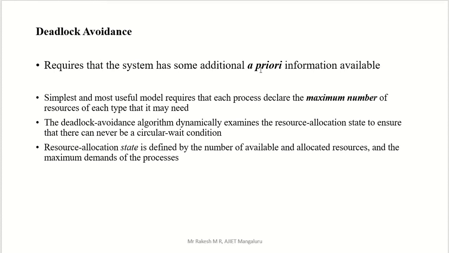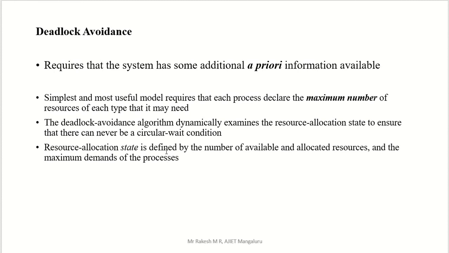We have to go for deadlock avoidance now. This is the simplest and most useful model, which requires that each process declare the maximum number of resources of each type that it may need. That is the one point. The second point is the deadlock avoidance algorithm dynamically examines the resource allocation state to ensure that there can never be a circular wait condition. If there is any circular wait condition, there is a possibility of deadlock. So for deadlock avoidance, we have to check there is no circular wait, which means definitely there is no deadlock. That thing we have to concentrate on.